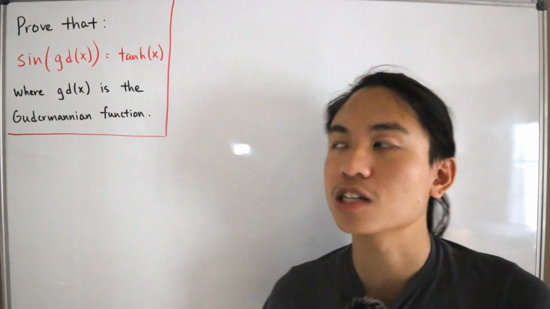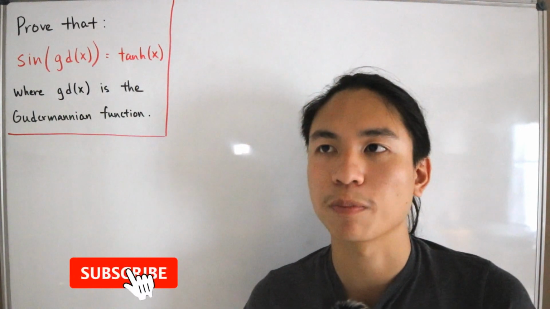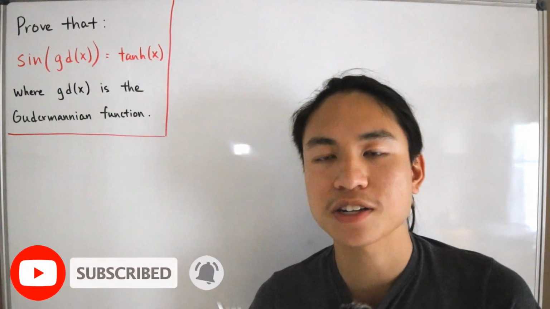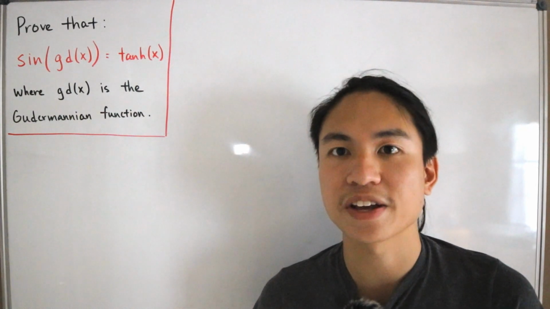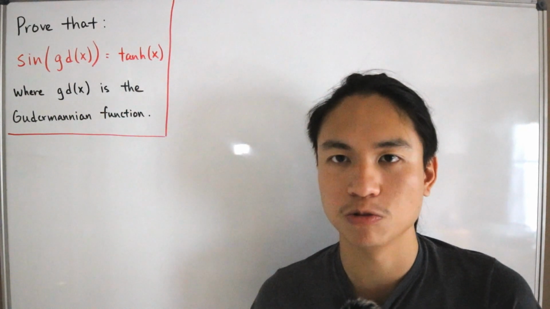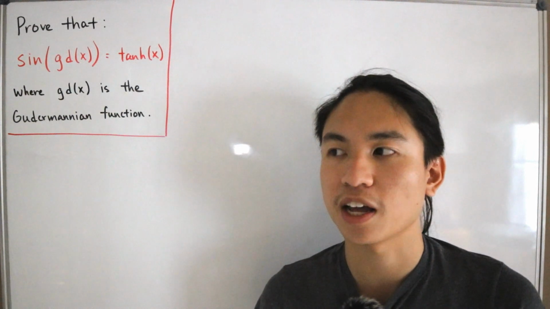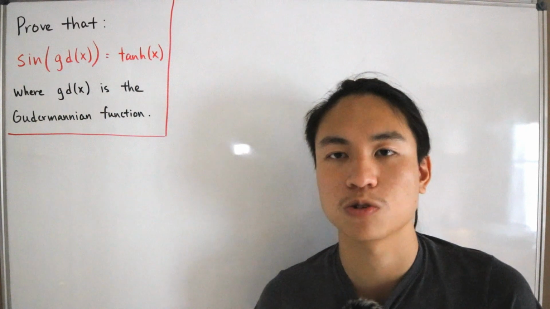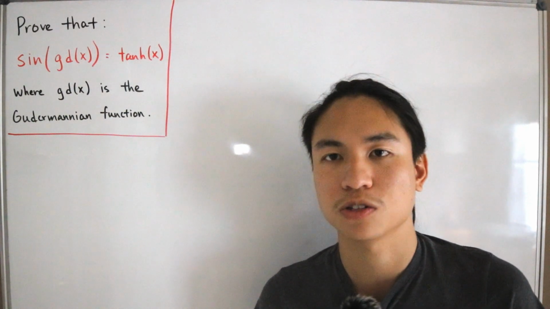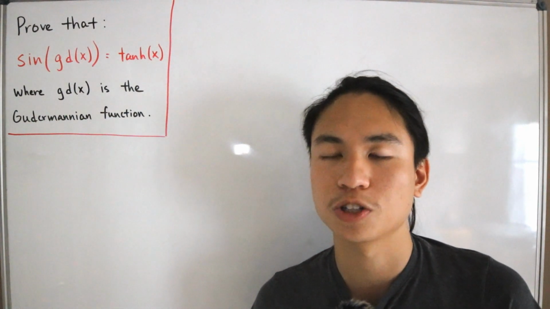So what's nice is that this function actually relates a hyperbolic angle measure x to a circular angle measure y, denoted as the Gudermannian of x, where y is equal to gd of x. So to put it in other words, it actually relates the area of a circular sector to the area of a hyperbolic sector. So some stereographic projection.